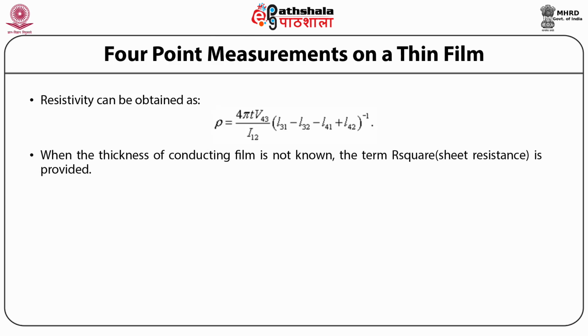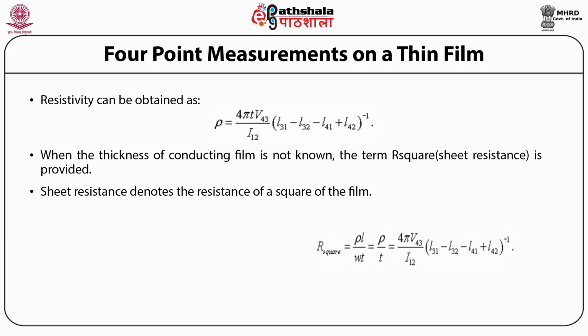When the thickness of the conducting film is not known, the term R square, that is the sheet resistance, is provided. Sheet resistance denotes the resistance of a square of the film. So R square equals ρL divided by Wt, equals ρ divided by t, equals 4π V43 divided by I12 times 1 divided by (L31 minus L32 minus L41 plus L42).